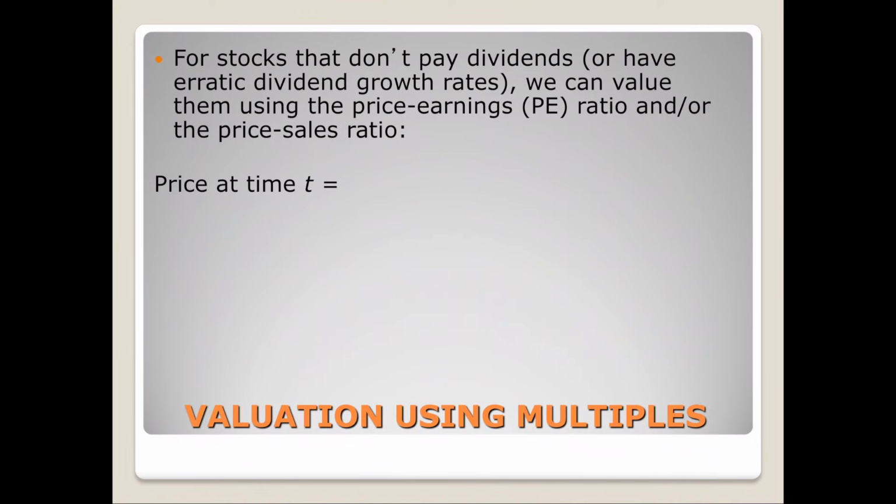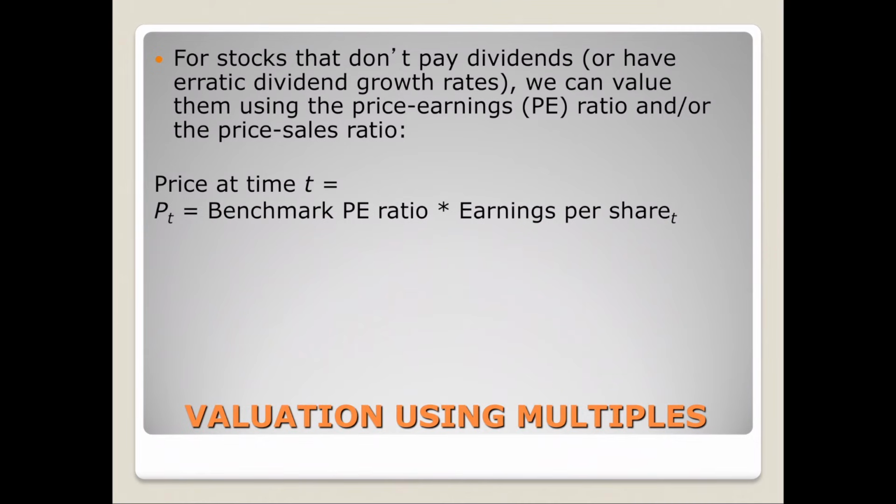So the price at any point T is equal to some benchmark PE ratio, so it could be based on similar companies or your historic price to earnings ratio. Think back to chapter 3 when we talked about price divided by earnings per share, that's your PE ratio, and you would multiply it by the earnings per share for that particular time period T. So if you're using a PE ratio that is based on estimated future earnings, this is called a forward PE ratio, so you could also use this to solve for some price at some point in the future by using some forward PE ratio multiplied by the earnings per share for that targeted time frame.